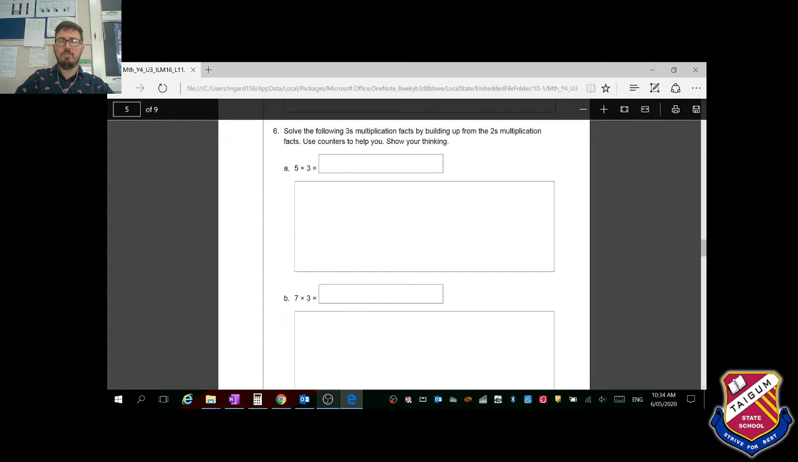So solve the following 3's multiplication facts by building up from the 2's multiplication facts. Use counters to help you if you've got some. If you've got objects, use them to help you or draw them. If worst comes to worst, you can always draw a picture. So go ahead and do those, and then I will show you the answers.